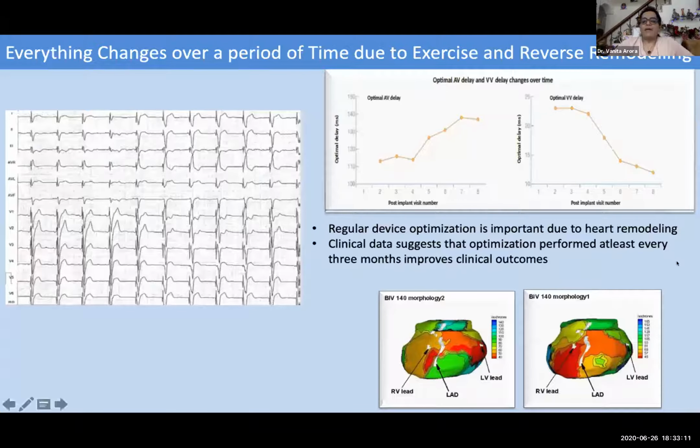Here I want to add a point that we have to keep these patients on a regular device optimization follow-up because, once they start exercising, whatever work we have done to place the AV delay and VV delays there gets changed with exercise. So dynamic AV delays are very important. And in addition to that, once the patient starts to have reverse remodeling, whatever you have programmed 6 months ago does not count. So you have to keep these patients on a regular follow-up so that you can change the parameters as and when it comes and give these patients a better outcome.